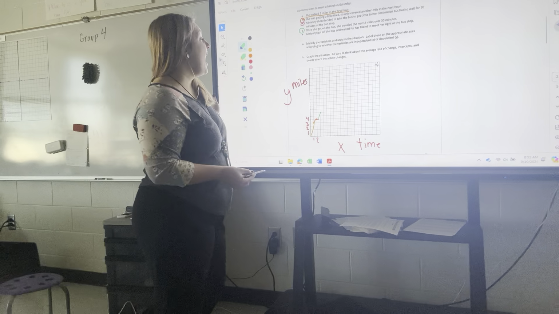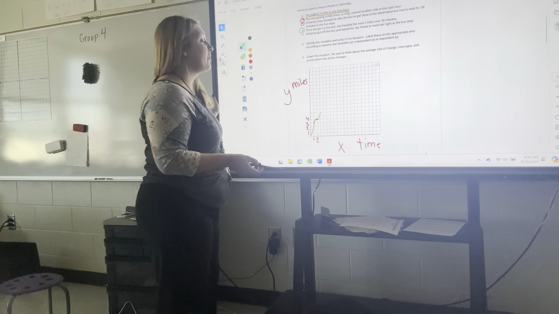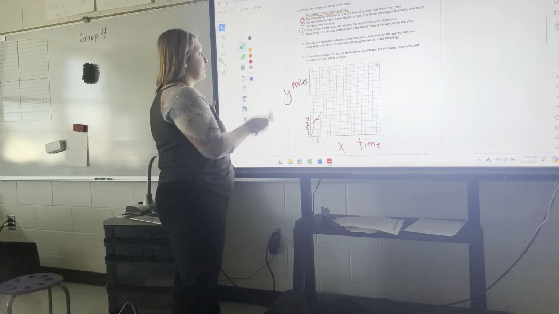Now it says, Adriani got off the bus and waited for her friend to meet her at the bus stop. So now we are just going to have a straight slope because she's just waiting for her friend to get there. We don't know if she waited an hour or 2 minutes, but we're just going to put that steady slope starting there at where she did time.